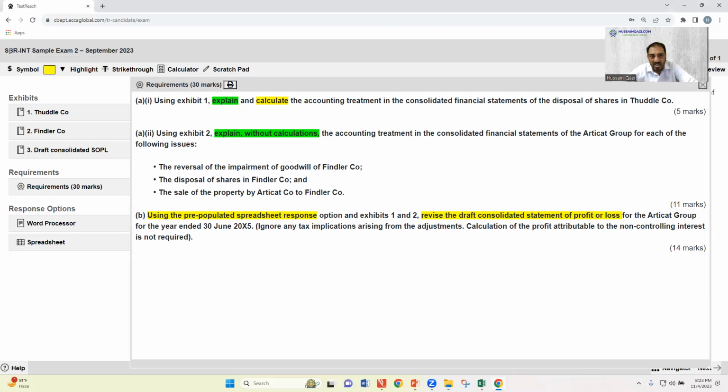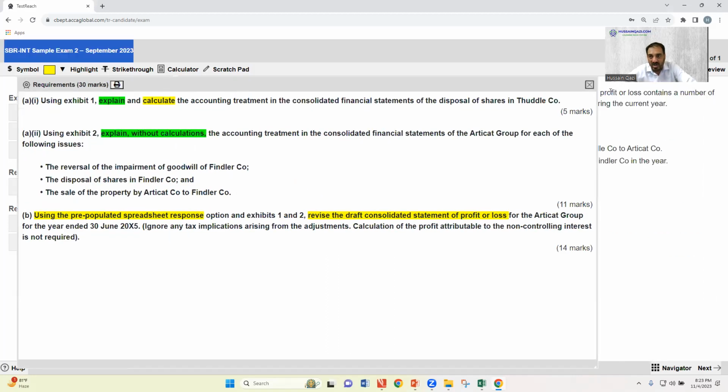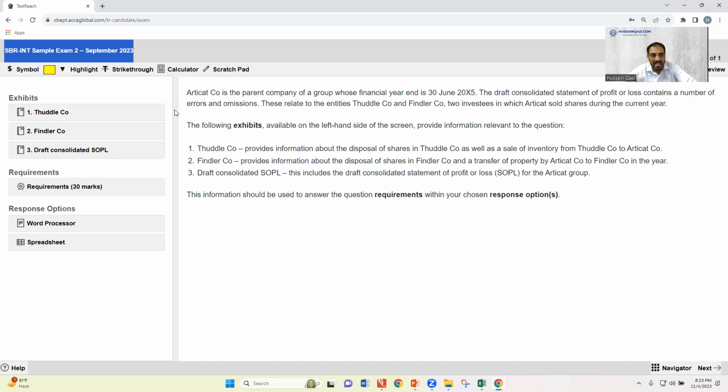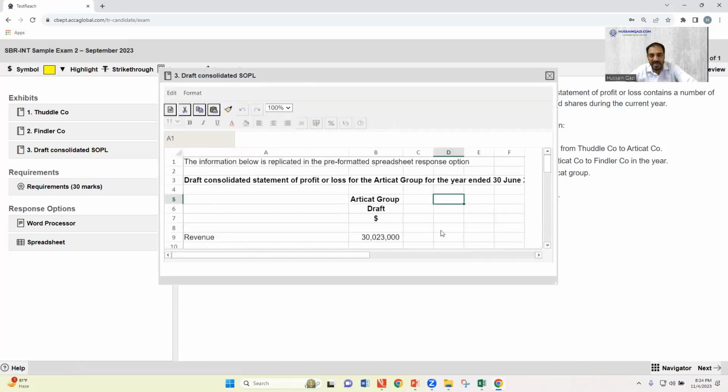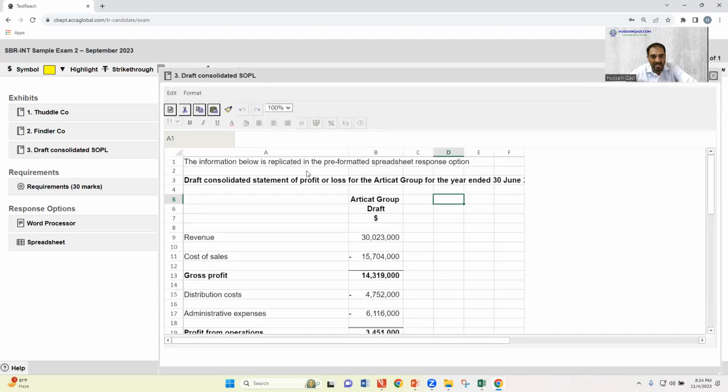Students, right now the screen is showing the SBR International Sample Exam 2, September 2023. This is the main screen. The left-hand side is about the exhibits. Number one is the detail about the third company, number two is about Findlay company, and number three is the draft consolidated statement of P&L. This is a draft statement.